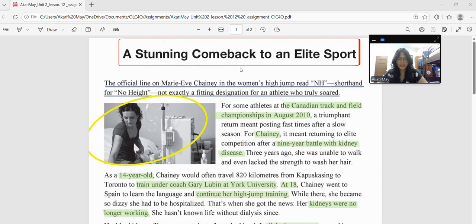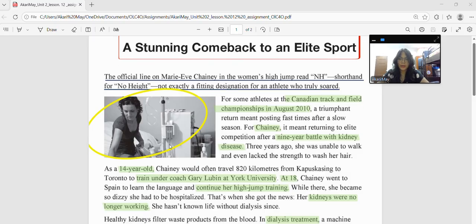AkariMay, and here is my presentation on how I use pre-reading strategy to read the tasks of lesson 12 assignment. So, first of all, as one of the first pre-reading strategies, we need to identify the title or heading and the subheading and the pictures.